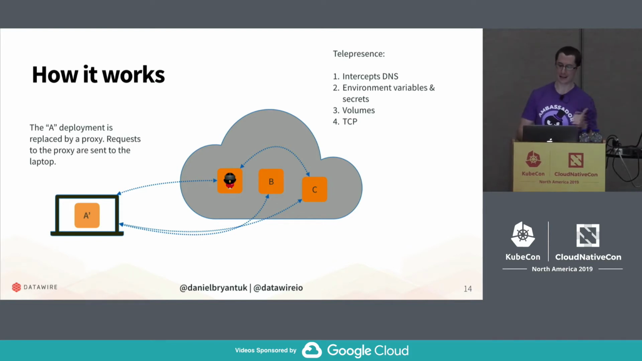You intercept DNS, environment variables and secrets, volumes and TCP. It's pretty cool stuff. I often use it to debug gnarly DNS issues. And while, you know, wondering what's going on in the cluster, with Telepresence in, I can use dig, I can use nslookup, figure out what's going on. That's super useful for me.